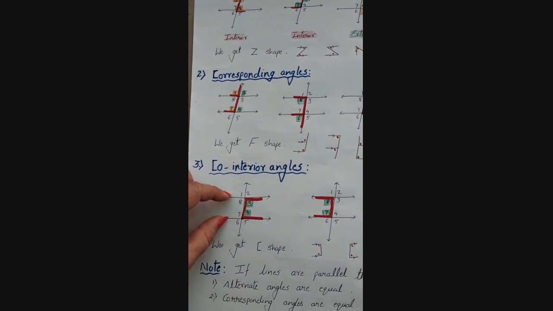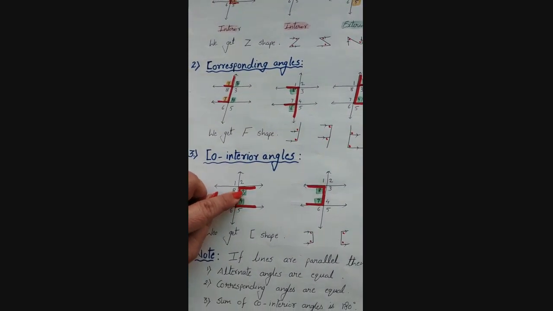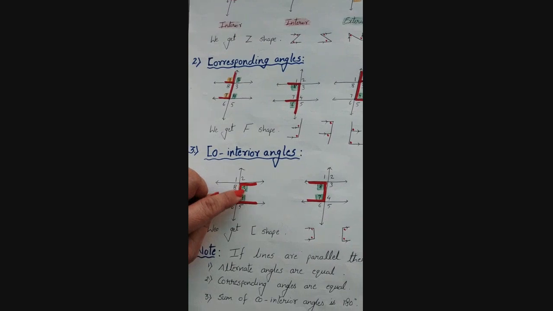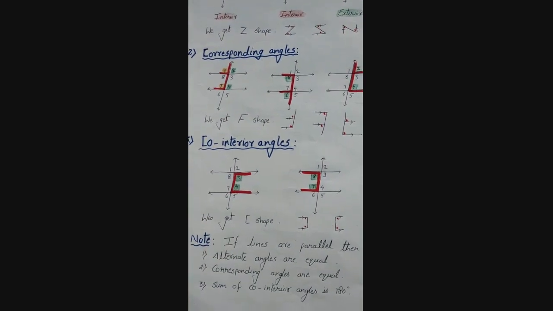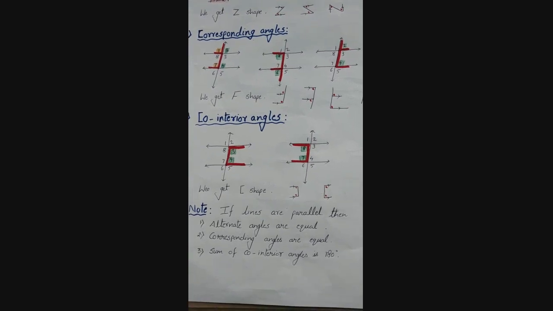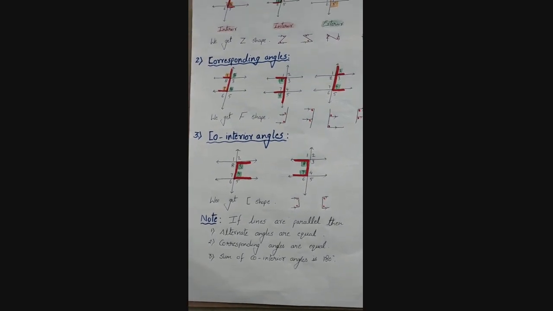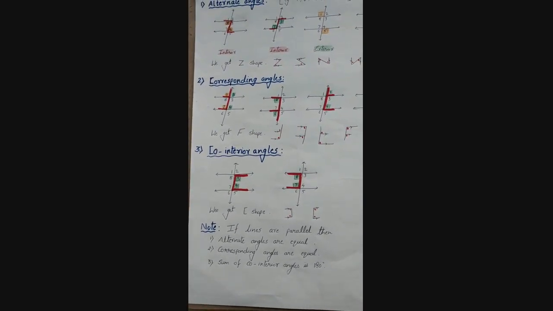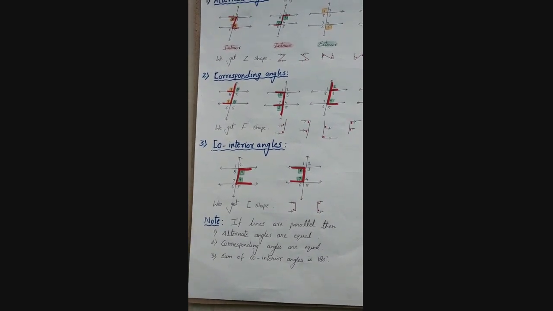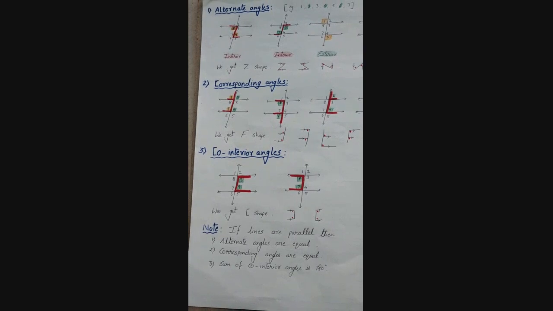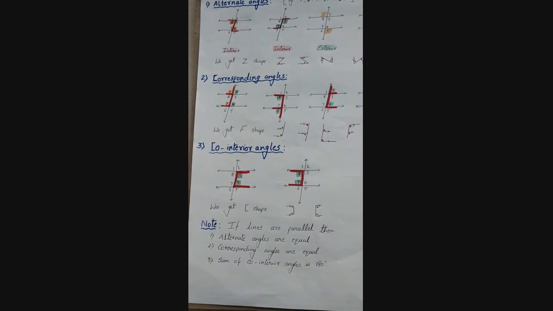Co-interior angles, if the lines are parallel, then the sum of co-interior angles is 180 degrees. So angle 3 plus angle 4 is equal to 180 degrees. So these are the basic concepts related to the transversal and the angles made by the transversal line. If you have any doubt, then you can ask.